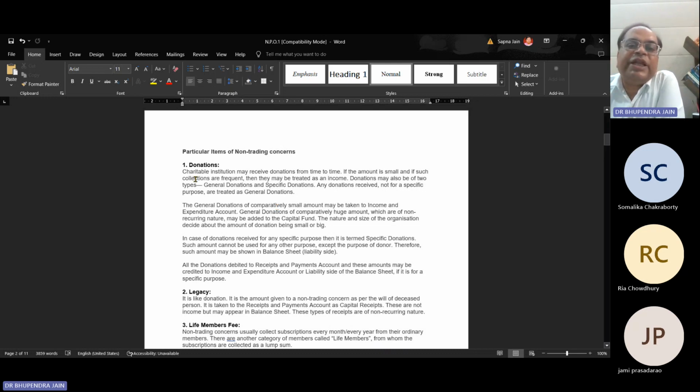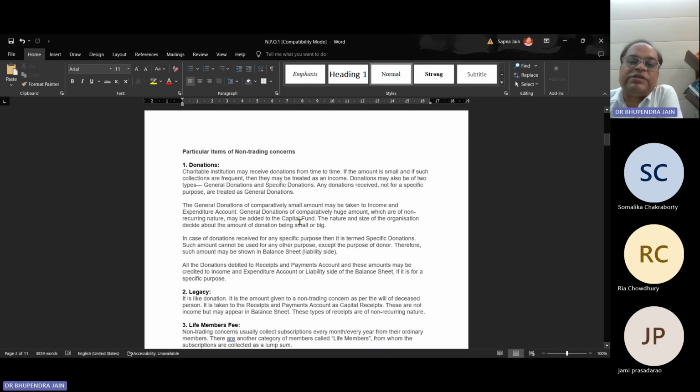Clear? Look, a charitable institution may receive donations from time to time. If the amount is small and such collections are frequent, then they may be treated as income. So the donation, or we can say the general donation, may also be of two types: number one, general donation, and number two, specific donation. Any donation received not for a specific purpose is treated as general donation, and a comparatively small general donation may be taken to the income and expenditure account.